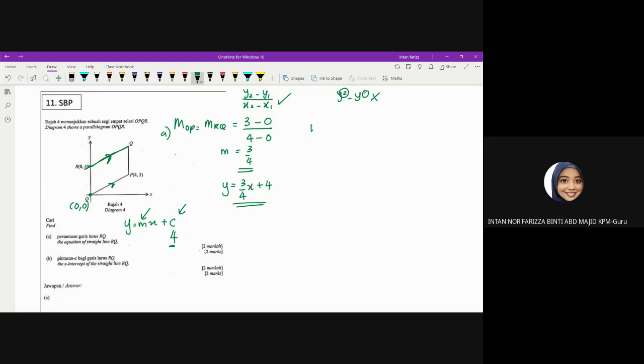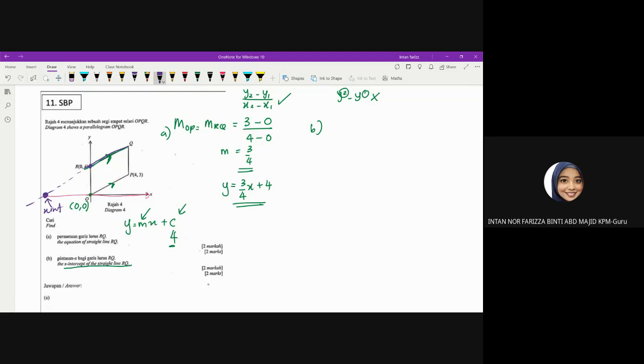Okay, and for B, you're going to find the x-intercept of the straight line RQ. So it means that, let's say, I extend the x-axis here, and I extend the line RQ again, continuing it, and it will touch this point. So this is actually the x-intercept. All right, the y-intercept of RQ just now was 4, isn't it? So now the x-intercept is this point here.